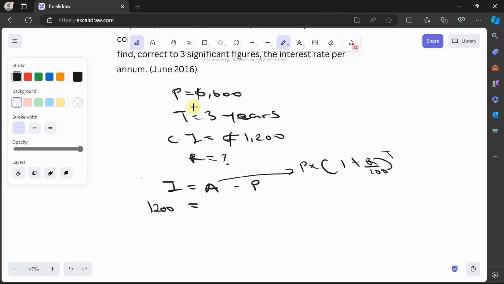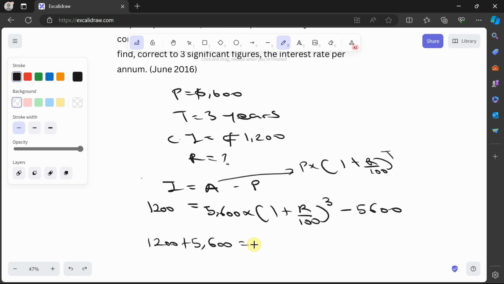So our P is 5,600 multiplied by 1 plus our R, which is what we're trying to find. So that will be R over 100 raised to the power of T. Our T is 3, so minus P, which is 5,600. So if I collect like terms, that will be 1,200 plus 5,600 is equal to 5,600 multiplied by 1 plus R over 100 raised to the power of 3.